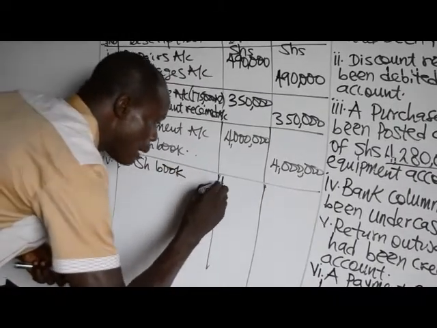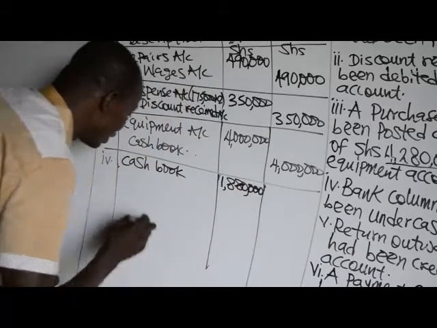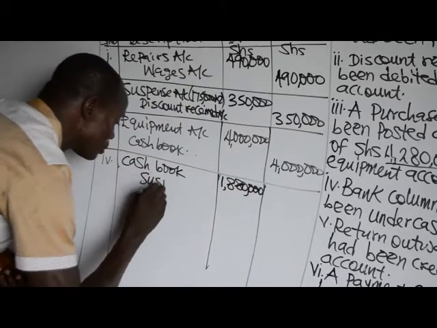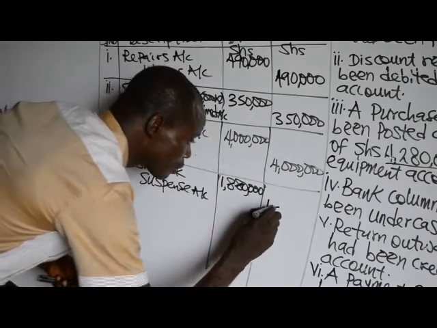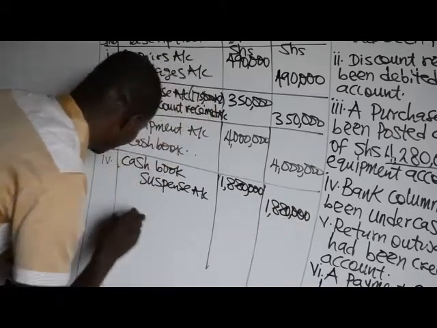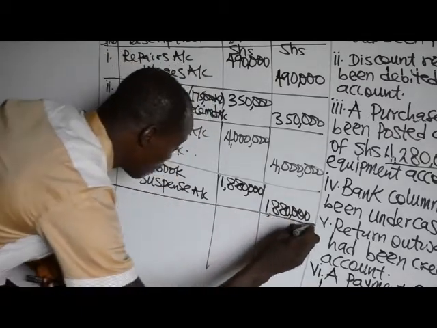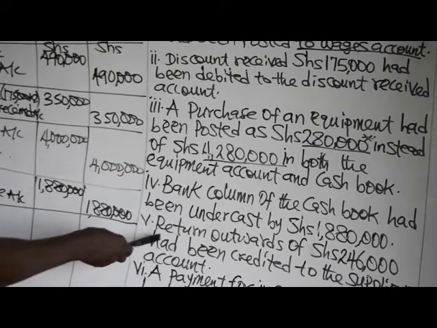with 1,880,000 shillings. Then we credit suspense account with the same amount, 1,880,000 shillings. That is number 4. Then we have 5. Remember, narration is not necessary.